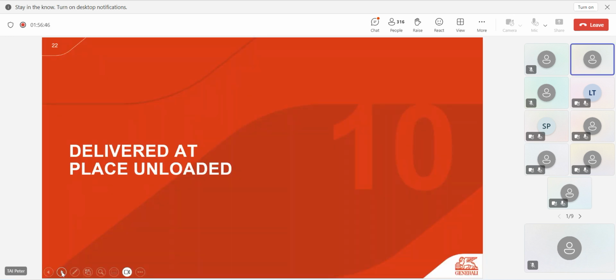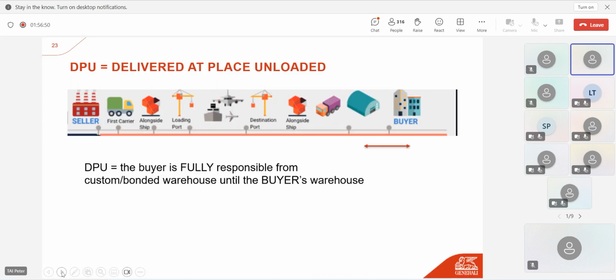Okay, now this is delivered at place unloaded. Wow, this one means DPU. DPU means the buyer is fully responsible from the customs bonded warehouse until the buyer's warehouse only. Again, it's more or less like the earlier one. However, in this one they will cover the unloading as well. Why? Because like I said, loading and unloading is the most dangerous part.